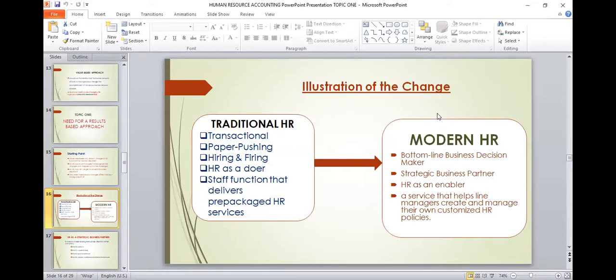And the result-based approach constitutes two things: the cost-based approach and the value-based approach. So these are what we want to try to illustrate. I'm using a simple chart to help us understand this.